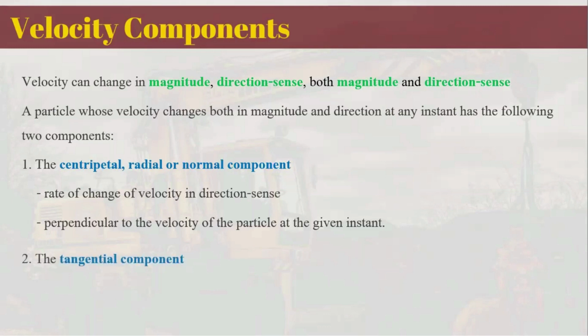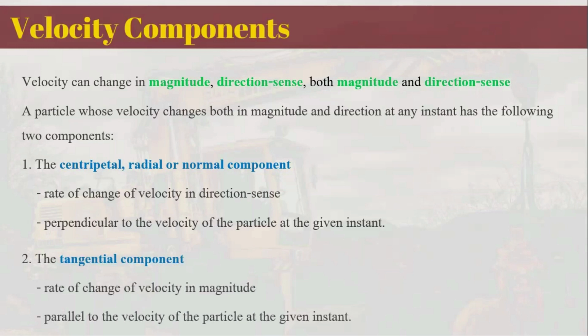The second component is the tangential component. This one refers to the change of velocity in terms of magnitude, and it is parallel to the velocity of the particle at a given instant. So we are going to analyze these two components in order for us to arrive at the acceleration of the particular point.